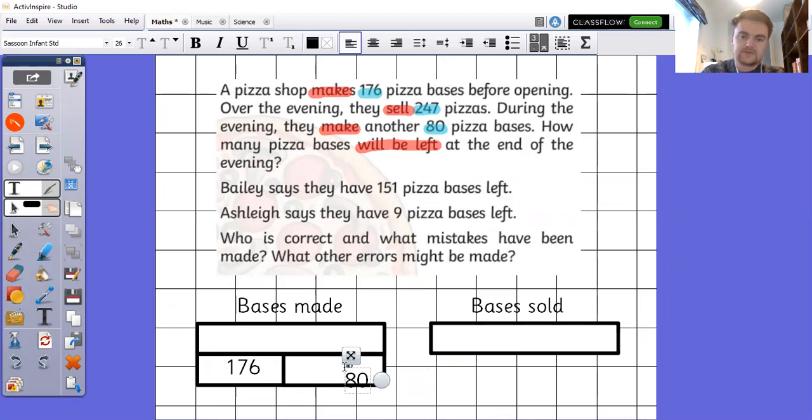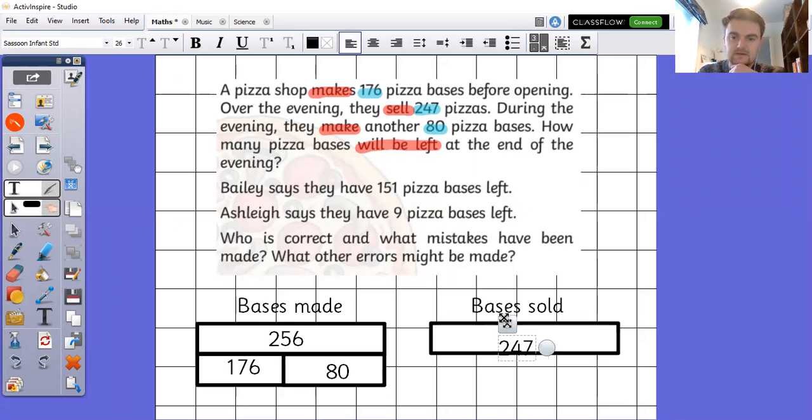I know because 80 is a round number, I can do this mentally. 17 tens plus 8 tens is 25 tens. Then I can add the ones on in the end. So it's 256 bases were made, and they sold 247 bases.